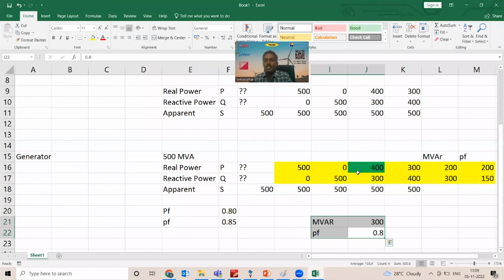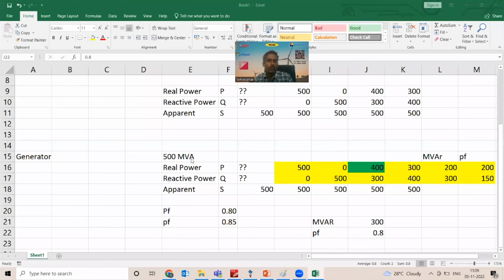But when the real power is consistently changing, then MVR control and power factor control have different meanings. Irrespective of whatever the change in the real power, reactive power is maintained at 300 MVR. That is MVR control mode. So when power factor is set to be 0.8 and the real power is changing, reactive power is adjusted to maintain the power factor as a constant, which is 0.8. That's the power factor control.